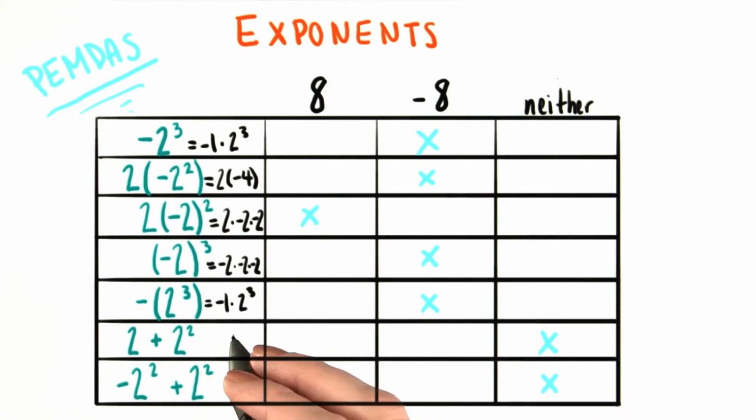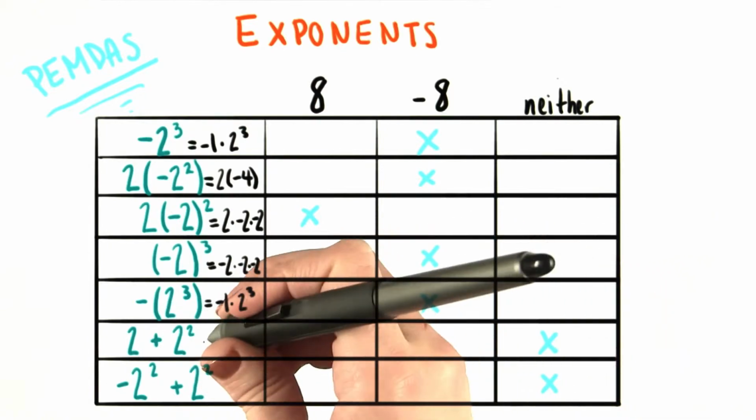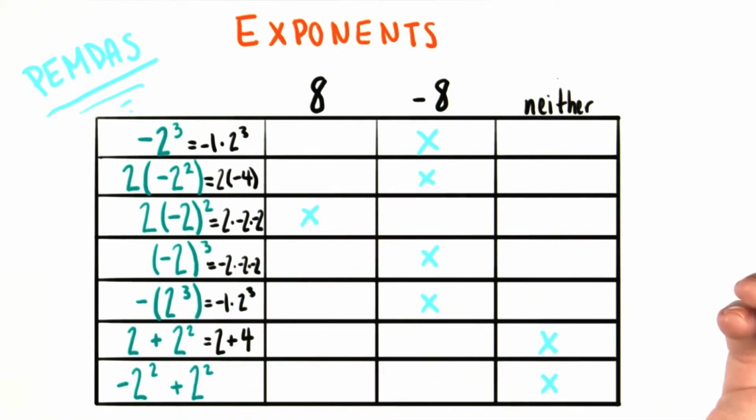Our last two problems both fall into the neither category. 2 plus 2 squared is just equal to 2 plus 4, which is 6, which is not equal to either 8 or negative 8. And here we have negative 2 squared plus 2 squared. Since there's not a parentheses around this negative 2, we know that we need to square 2 before multiplying it by negative 1. So this is actually equal to negative 4 plus 4, and that's equal to 0.